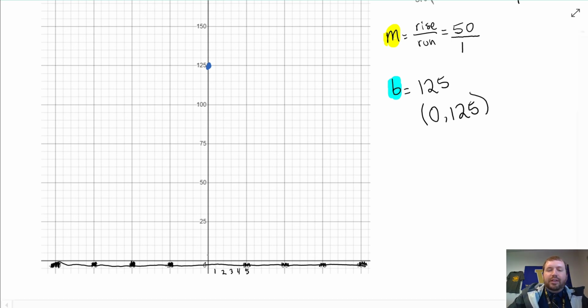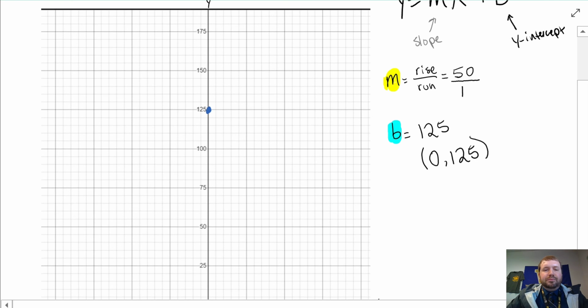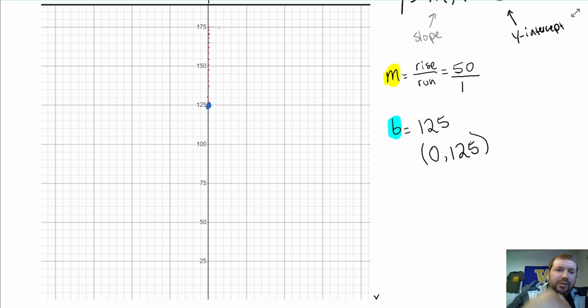So in this case, each space on our x-axis is equivalent to 1. Each space on our y-axis is equivalent to 5. So if we go up 50 with our rise, which will bring us to 175, and then we're going to go over 1, which will put us at our new point right here. And that is our new green point. So that's the new point of our graph.